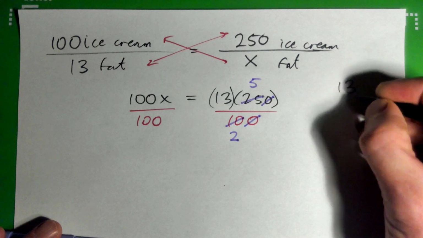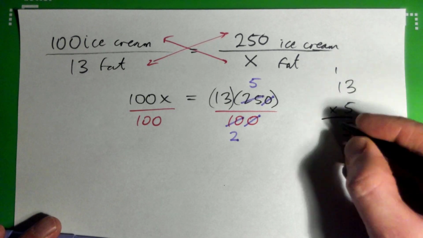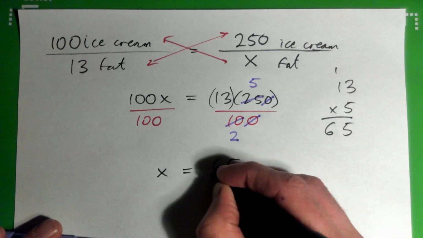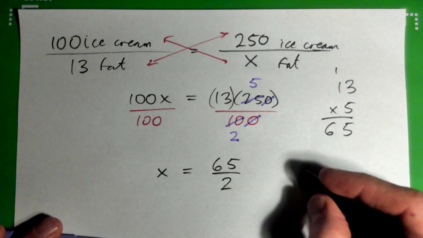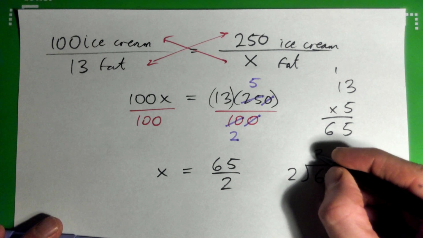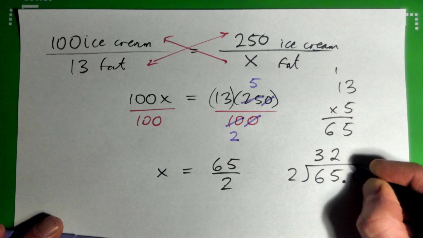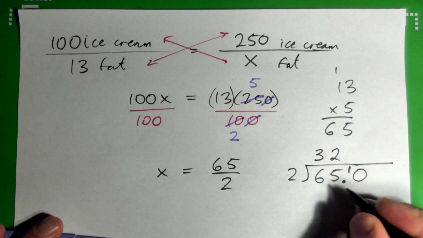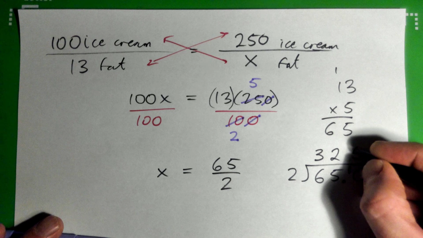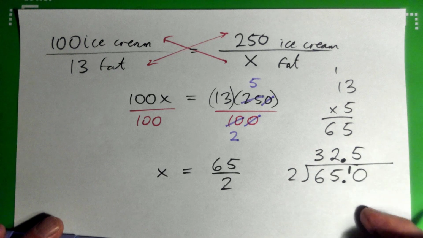So I can go 13 times 5. 5 3s, 15, carry 1. 5 1s is 5 and 1 is 6. So basically I have x equals 65 over 2. Then I can go 2 into 65. 2 into 6 goes 3 times. 2 into 5 goes twice, remainder 1, because 2 2s is 4. Put the remainder here. 2 into 10 goes 5 times, and this decimal point goes up. And then we're done, because that went in evenly.